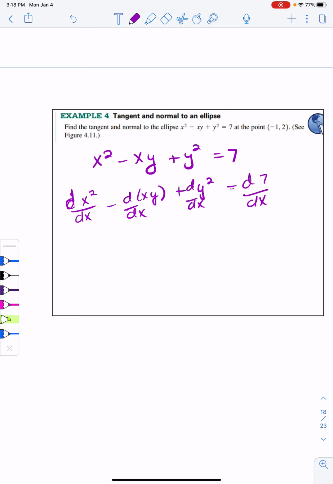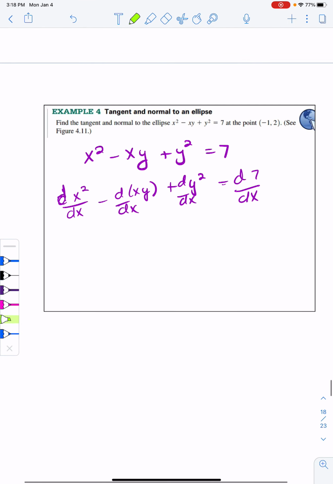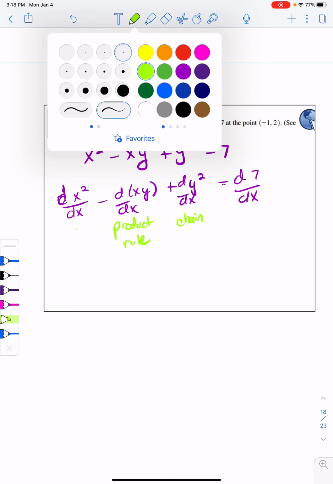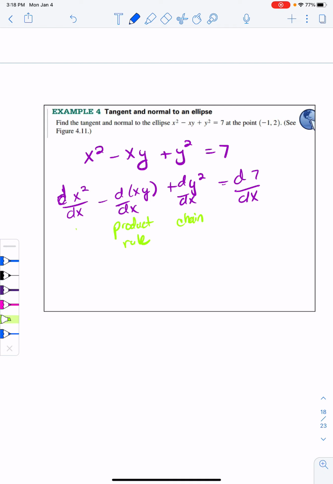So I'm going to analyze this a little bit. This one is going to be a simple derivative. It's just going to be 2x. This one is going to be a product rule because it's two things multiplied. This is going to be a chain rule with an implicit, and then the other two are going to be the same. Okay, so I just wanted to take a minute and look at that. If I take this derivative with respect to x, it's just 2x.